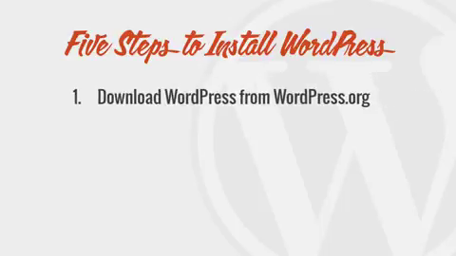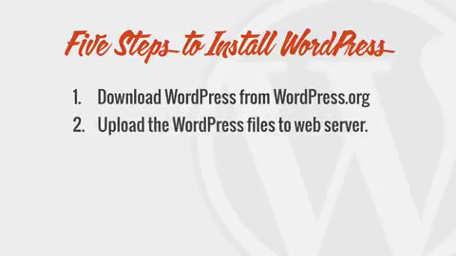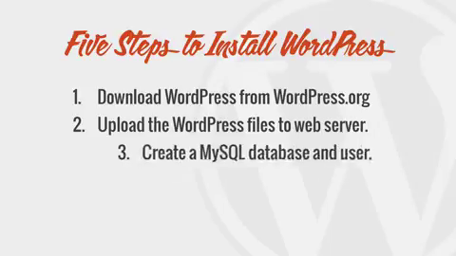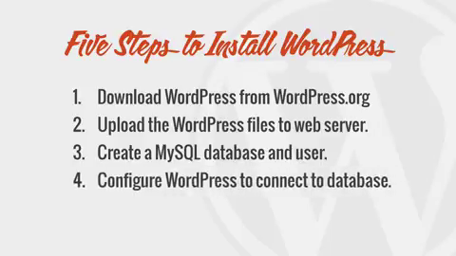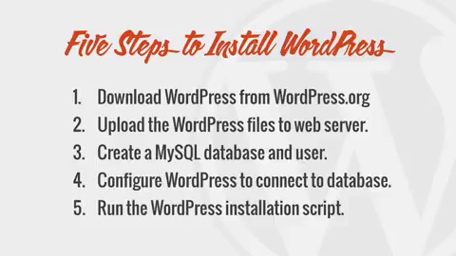To install WordPress, we'll essentially complete 5 steps. First, we'll download the latest version of WordPress from wordpress.org. Then we'll upload those files to our web server using FTP. Third, we'll create a MySQL database and user for WordPress. Then we'll need to configure WordPress to connect to our newly created database. And last, we'll complete the installation and set up our new website.